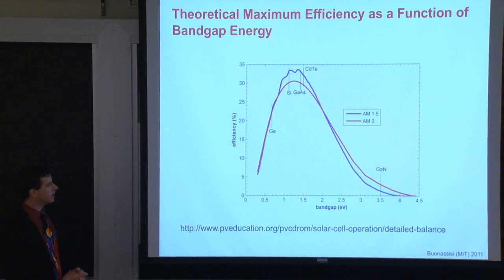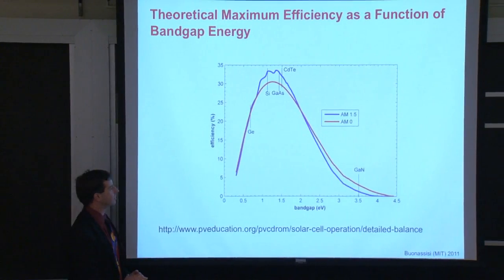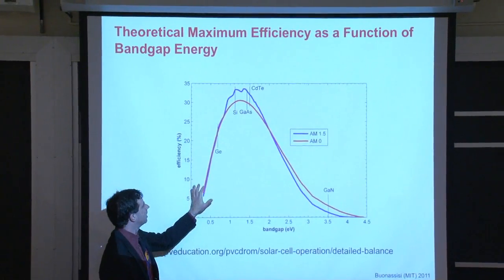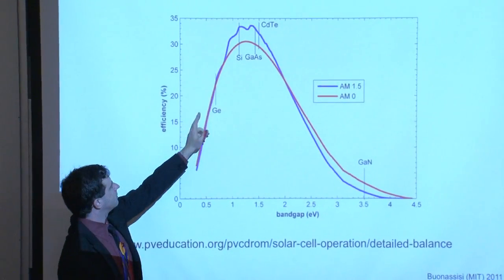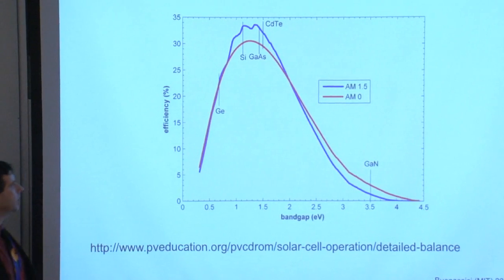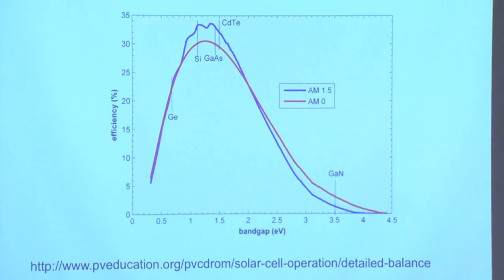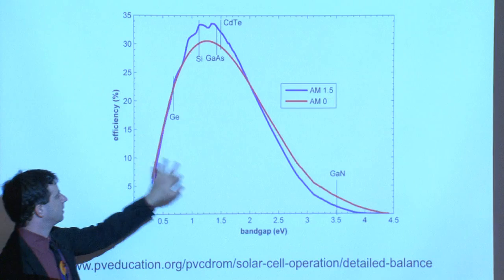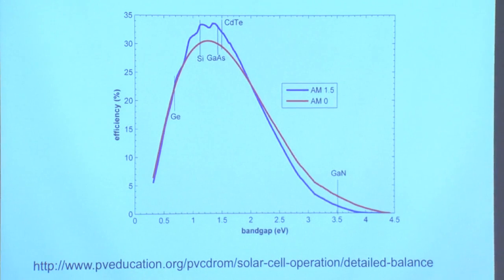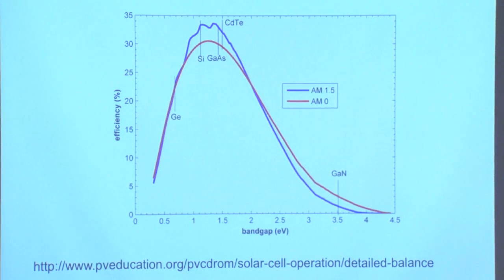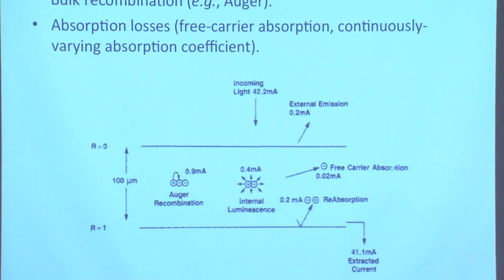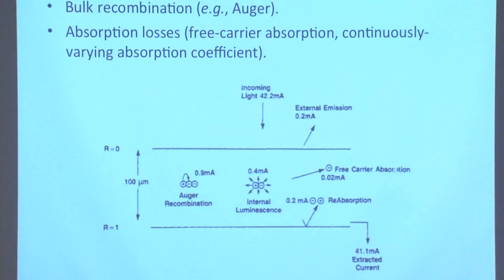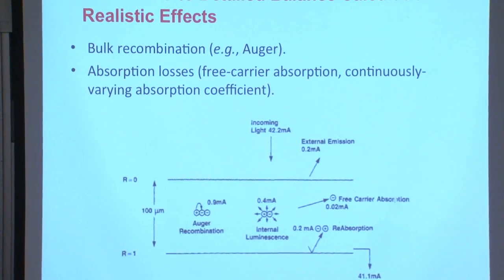Here is the calculation of the detailed balance limit for AM0 and AM1.5 as a function of band gap, coming from the PV CD-ROM. And you can see how silicon and gallium arsenide are pretty close to the theoretical maximum efficiency for a single bandgap semiconductor material. So this curve right here, again, is just representing a single bandgap material. So let's take it from here and venture forward into some more realistic performance reduction effects.